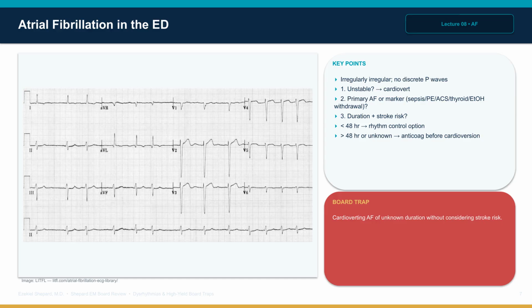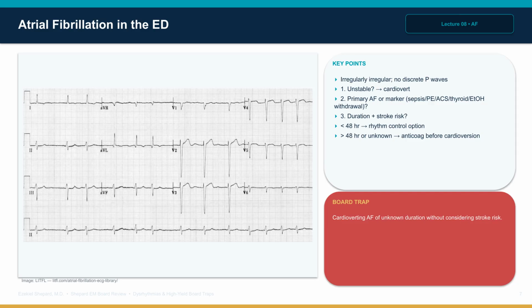Atrial fibrillation in the ED requires 3 questions. First, is the patient unstable? Those with rapid ventricular response get synchronized cardioversion. Second, is this primary AFib or a marker of another illness? Sepsis, pulmonary embolism, acute coronary syndrome, thyrotoxicosis, and alcohol withdrawal can all present with AFib. Third, what is the duration and stroke risk? AFib less than 48 hours may be considered for rhythm control with lower stroke risk. AFib over 48 hours or unknown duration requires anticoagulation strategy before cardioversion in most cases.